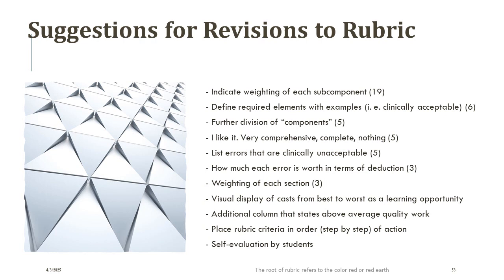Consider how much error is worth in terms of deduction, and the weighing of each section, with a visual display of costs from best to worst as a learning opportunity. So we begin with the best and we go to the worst and not the opposite. We begin with the ideal and go to the critical error at the end. Add an additional column that states above average quality of work. This is a suggestion that we have more than the expectations, because this creates creativity in the students.